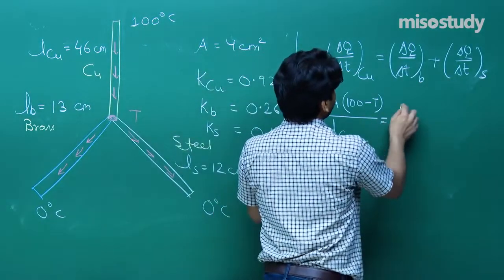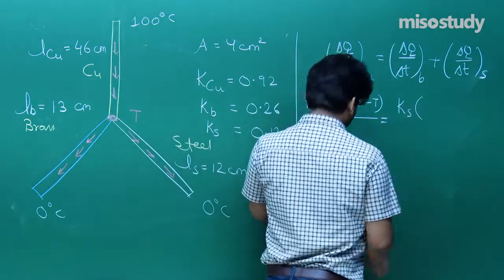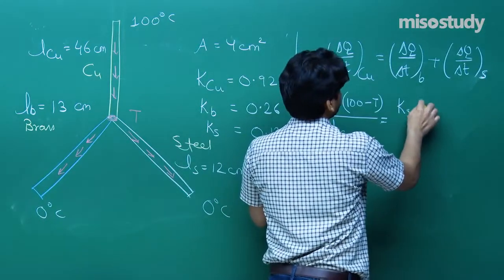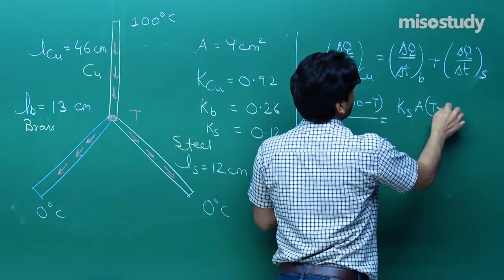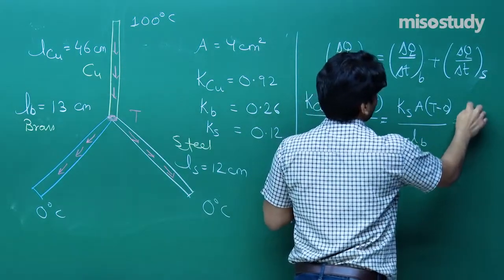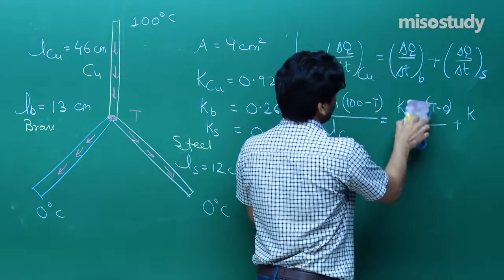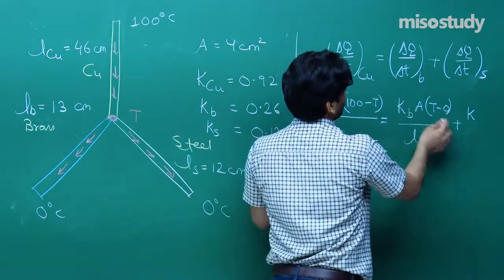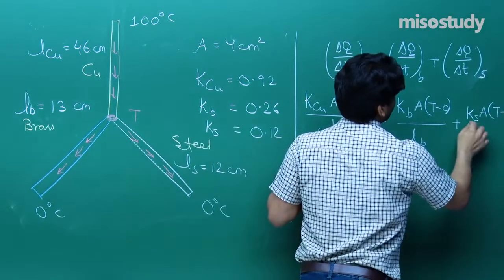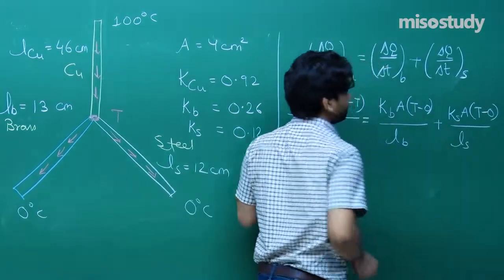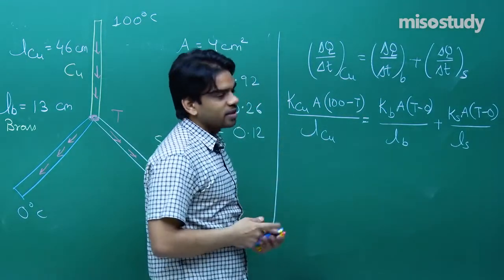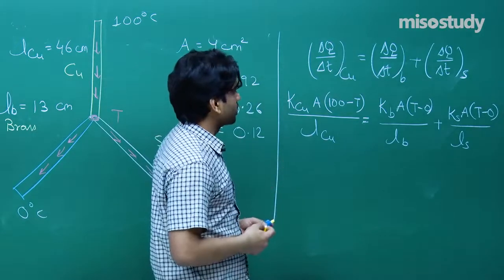is equal to, again, K of brass, quite calculative questions, multiplied with A, then the temperature difference will be T minus 0, divided by length of brass, plus K of steel A, T minus 0, divided by L of steel. This is what we can actually comment for how the heat flow equation is actually taking place.